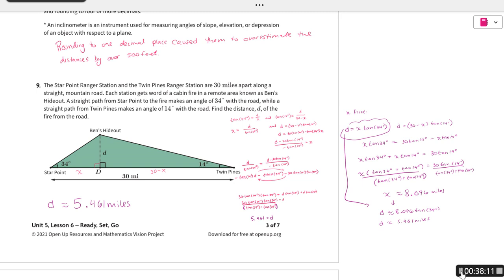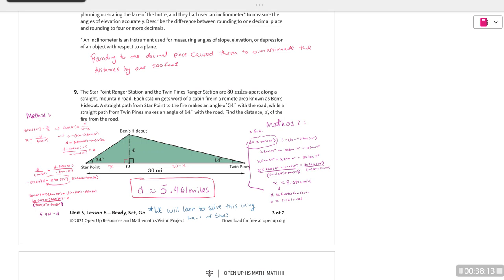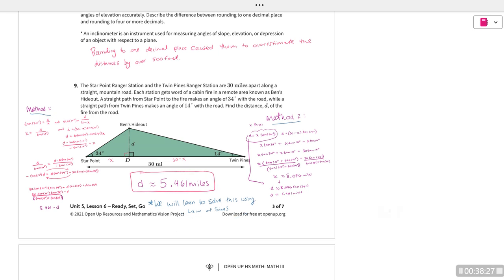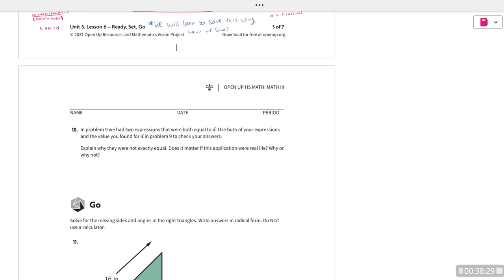So I'm going to pause this and clean this up a little bit. Okay, so I just unpaused. You see everything's kind of magically a little neater. So our method 2 and method 1. And like I said at the beginning of this one, we're actually going to learn something called the law of sines eventually, which will make this problem much faster. But let's move on to problem 10.